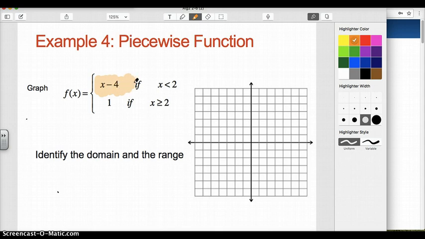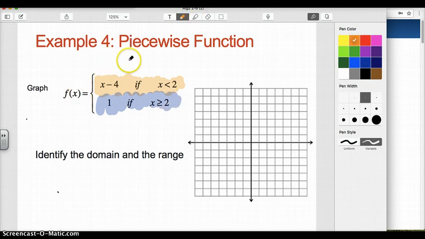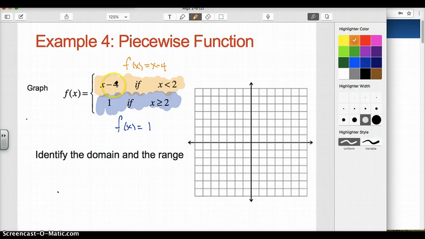So I'm going to call this one my orange function, and this one down here I'll call my blue function. So if this is my orange function, then typically what I'm thinking about is part of the graph I'm going to graph is f of x is equal to x minus 4. And then another part of the graph I'm going to graph as f of x is equal to 1, which is a constant function. And to determine where I'm going to do that, I use this information right here. It says graph x minus 4 if x is less than 2.